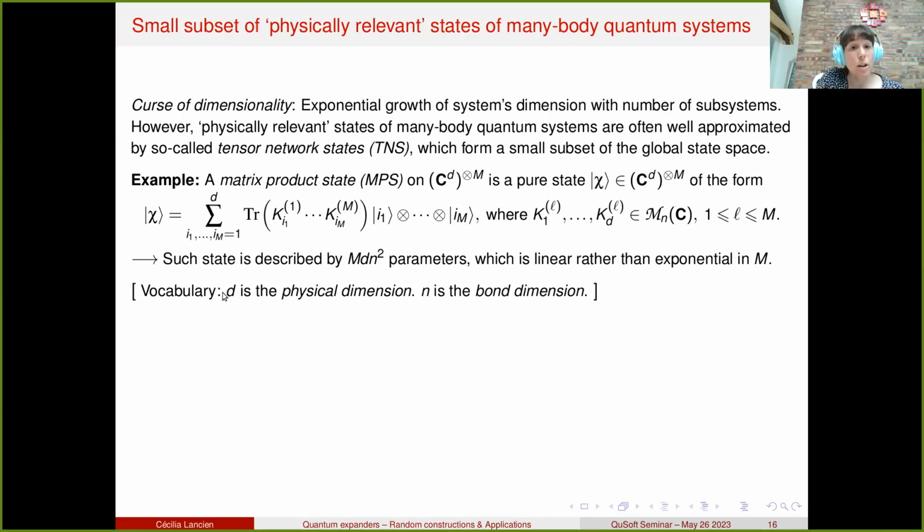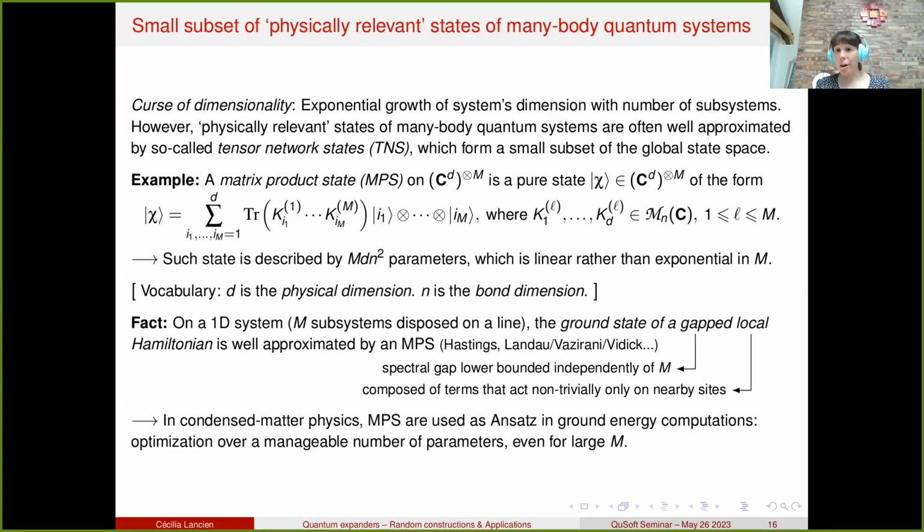Just a bit of vocabulary. In this setting, we'll call the parameter d the physical dimension, because our physical state chi lives in C^d tensor m, and this parameter n is going to be called the bond dimension. It only appears in the construction, but not as a physical dimension ultimately.